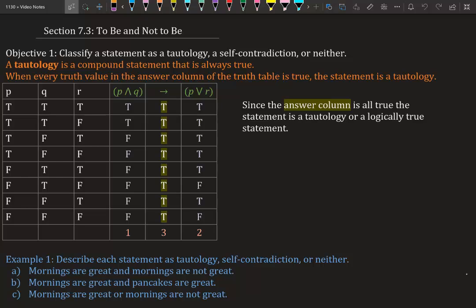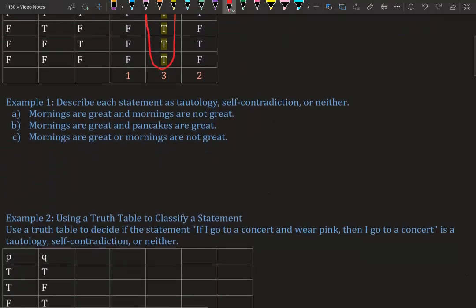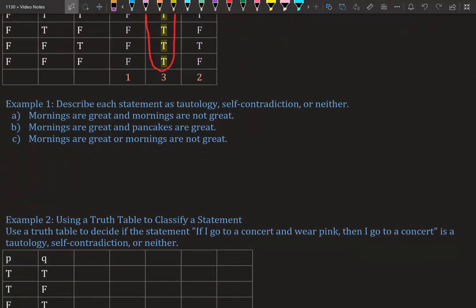So here's an example of a tautology where our answer column, everything we get when we put it all together, comes out as true. If that all comes out as true, you say that's a tautology, or logically true statement. So let's describe each statement as tautology, self-contradiction, or neither. A. Mornings are great and mornings are not great. That makes no sense. You can't say they're great and then they're not great. That is a self-contradiction.